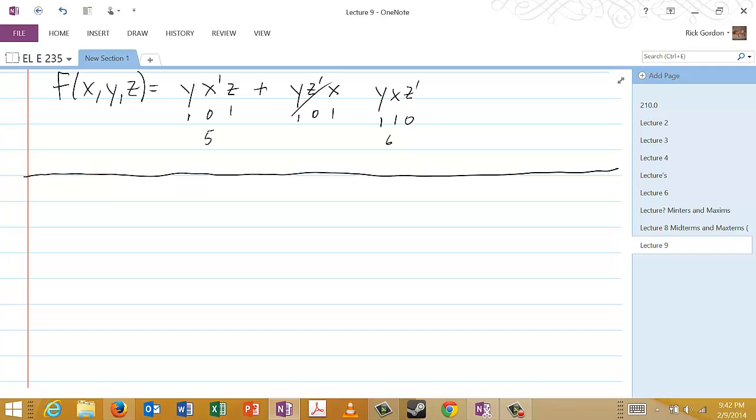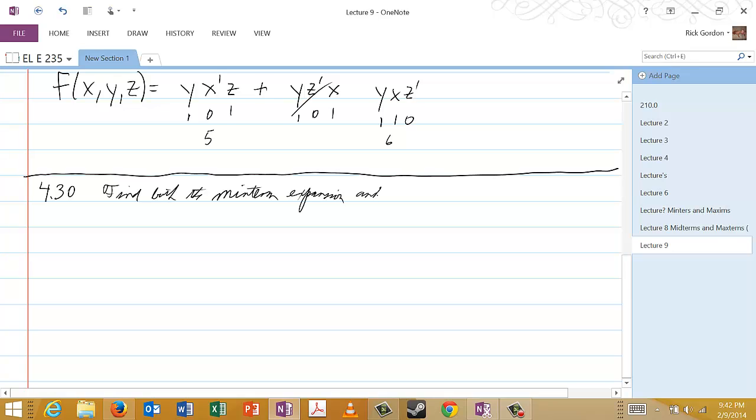So now I'd like to do a problem to give us a little more practice with all of this. If you have the book, that's the 6th edition of Roth's book, Fundamentals of Logic Design. This problem is 4.30, but for those who don't have it, I'll go ahead and spell out the problem. It tells us to find both the minterm expansion and the maxterm expansion for the following functions.